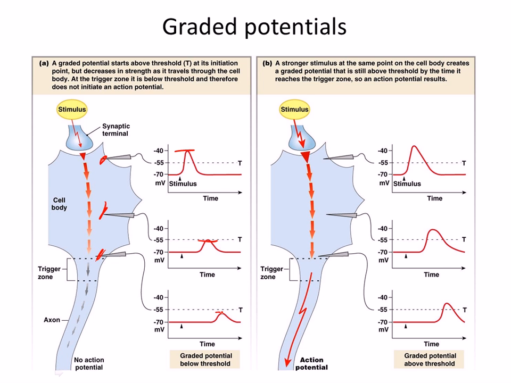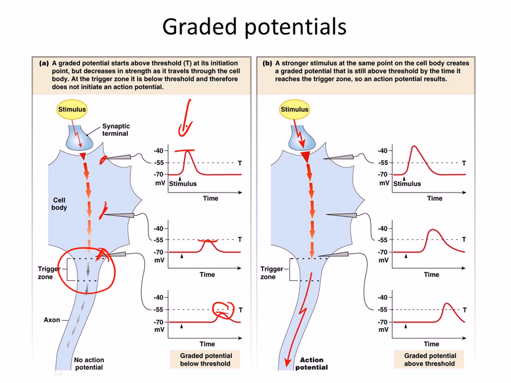By the time it gets down here to the axon hillock, do you guys remember what happens at the axon hillock? That's where you form the action potential, right? And so here you're at a point that's less than the triggering point, or what we would call the threshold for the formation of an action potential. So a weak graded potential does not give rise to an action potential. It dies out long before it can.